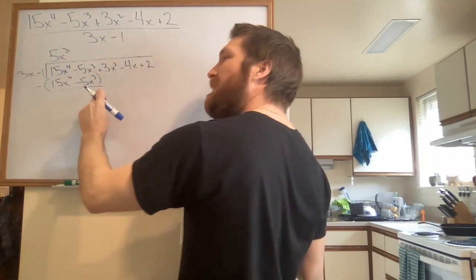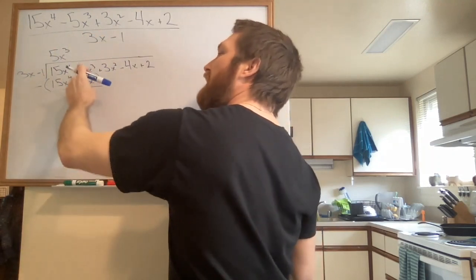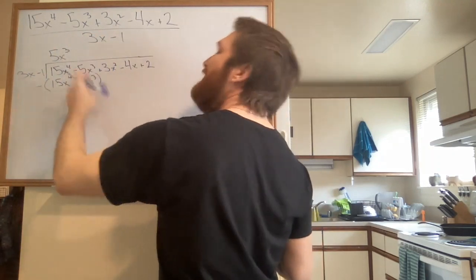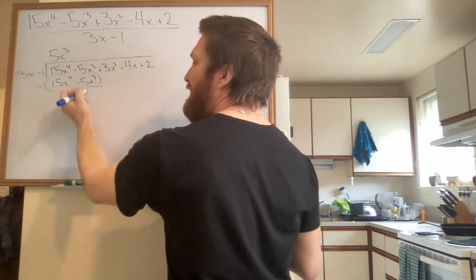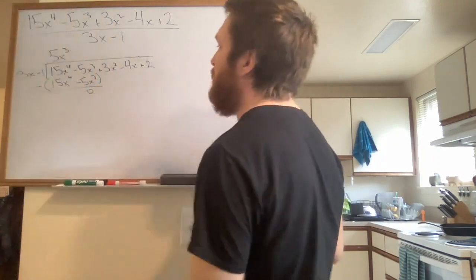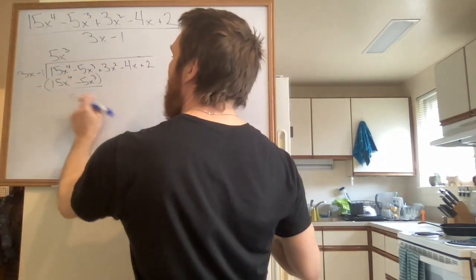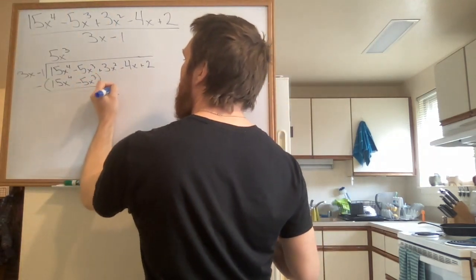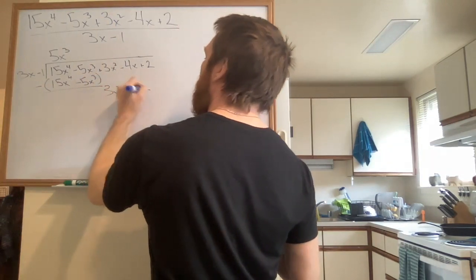And what's really nice about this one is -5x to the 3rd minus a -5x to the 3rd is indeed 0. So nice, we don't have to worry about the cube terms anymore. It's gone. So everything else just drops down and we get 3x squared minus 4x plus 2.